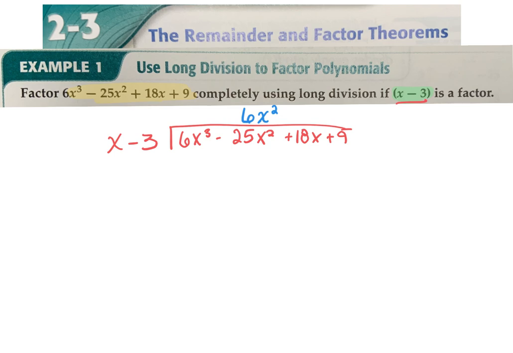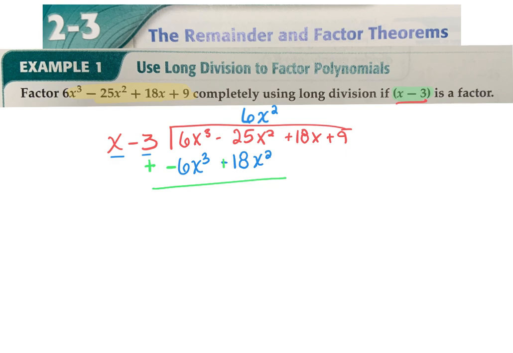And then I'm going to multiply that through to the entire binomial. So 6x squared times x is 6x cubed. And 6x squared times negative 3 then is negative 18x squared. Now, at this point in division, you are subtracting. My suggestion is you change that to adding the opposite, all right? So I'm going to change this to adding the opposite of both. If you don't, you will mess up your positives and negatives, I promise.